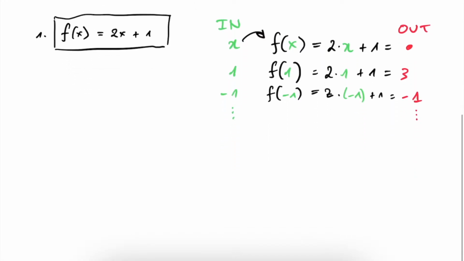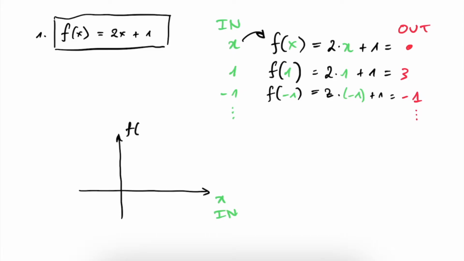So the question now is how to represent this graphically. Graphically means we have two axes, and on the horizontal axis we'll put our input. So this is our input. And on the vertical axis we get our output, which is here, output. So for any x that we give as input, we will get an output over here.